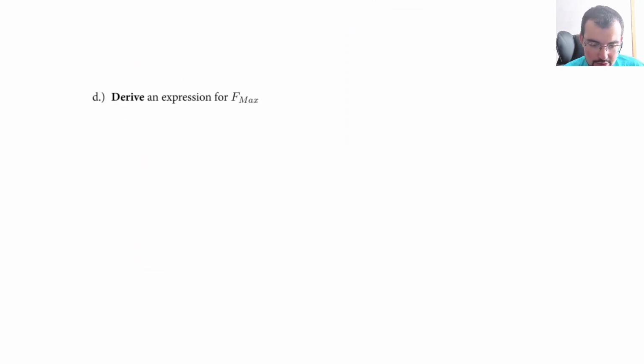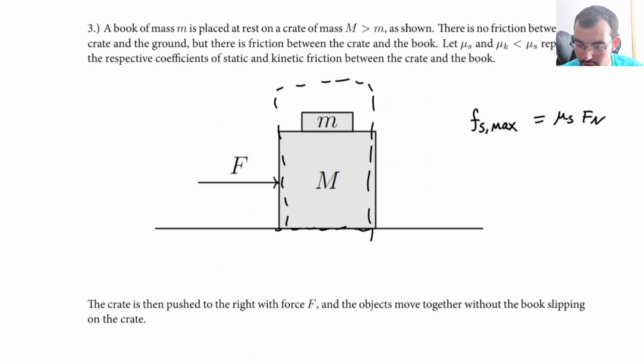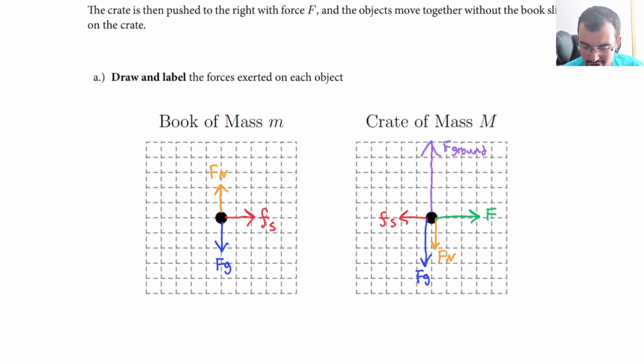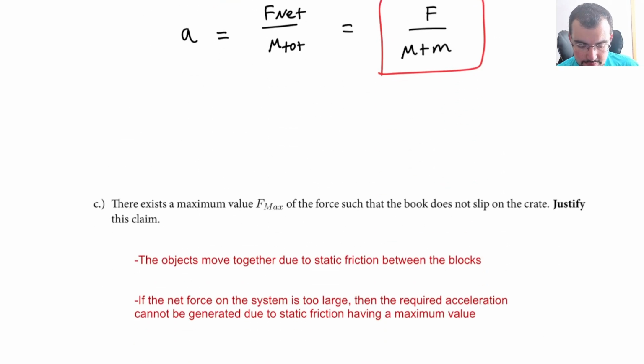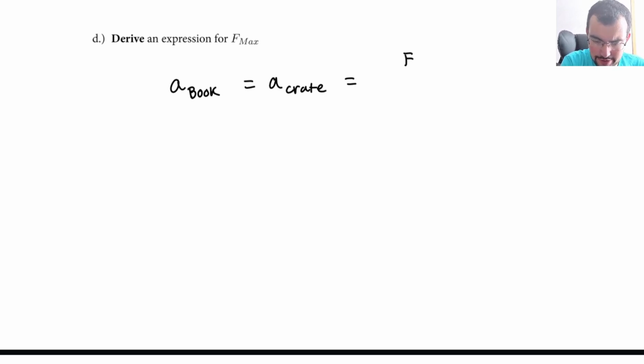All right, so now we will do an expression for F max. What is the maximum force that we can push the crate with such that the book does not accelerate? We're going to solve this using the same principles we've done before, where we use the fact that their accelerations are linked, which is usually the key with these problem types. Right, so we have determined that A of the book is equal to A of the crate, which is equal to F over m plus m.